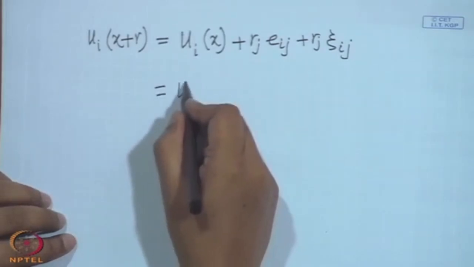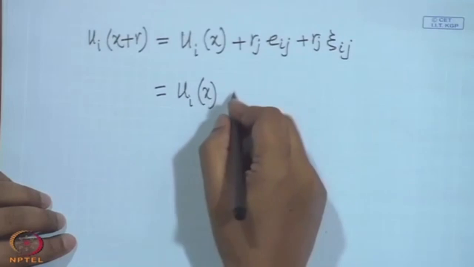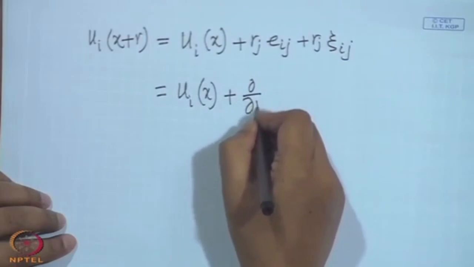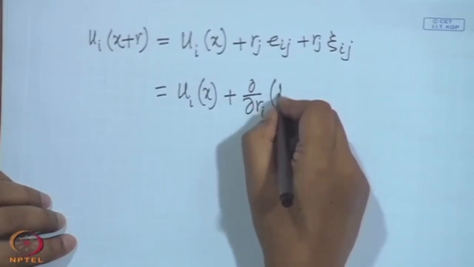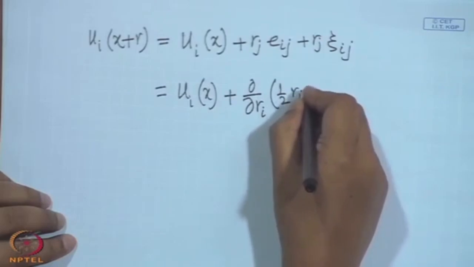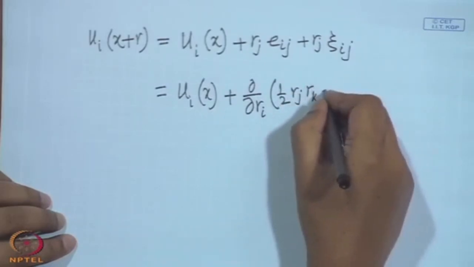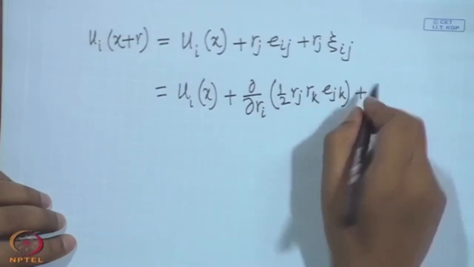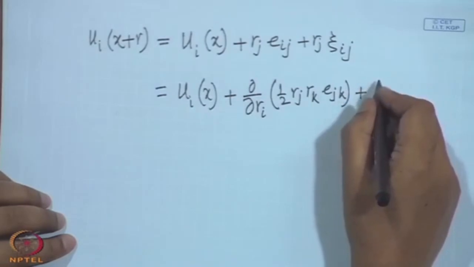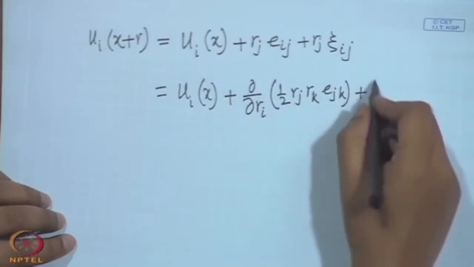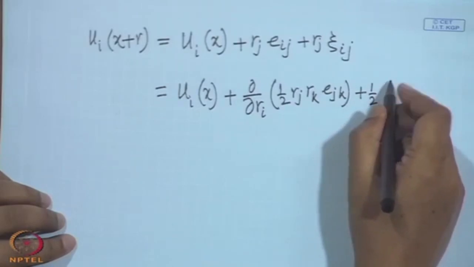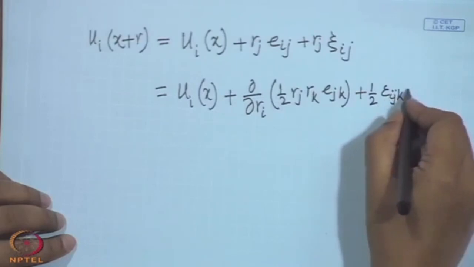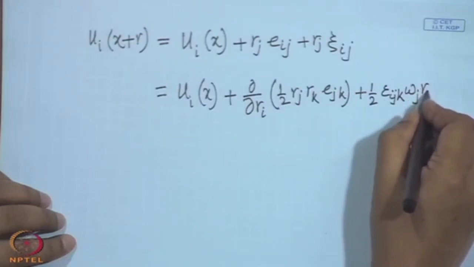This happens to be u_i(x) plus, you can write it as d/dr_i of half r_j r_k e_jk, plus half epsilon_ijk omega_j r_k.